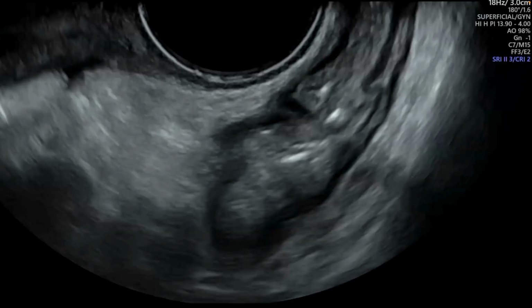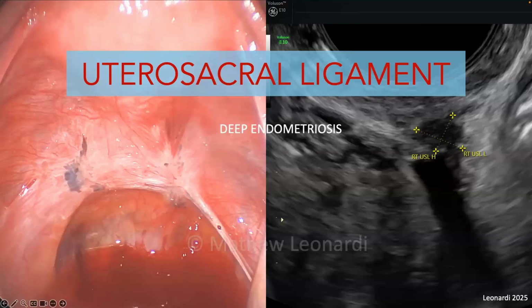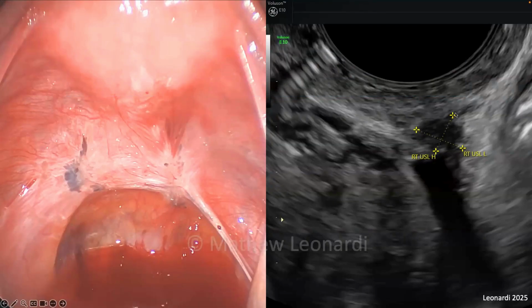So that's the bowel. We'll move on to the uterosacral ligaments, which are, again, the most common location of deep endometriosis. Surgically, here on the right side, we have a deep nodule, and on the left, we have superficial endometriosis. This corresponds to the nodule on the right uterosacral ligament. You see it shares the same features as bowel endometriosis, which is a hypoechoic nodule, quite homogeneous overall.